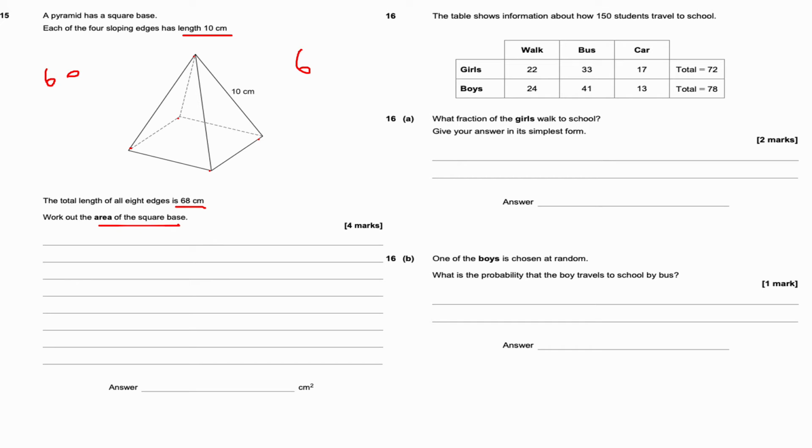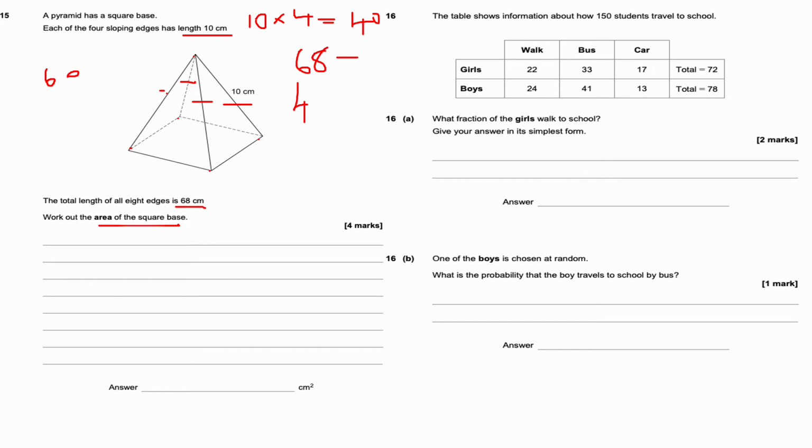So the slanted edges are 10 centimeters. I've got 4 slanted edges, so 10 times 4 is 40. If I do 68 take away the 40, that tells me the lengths of this square base.